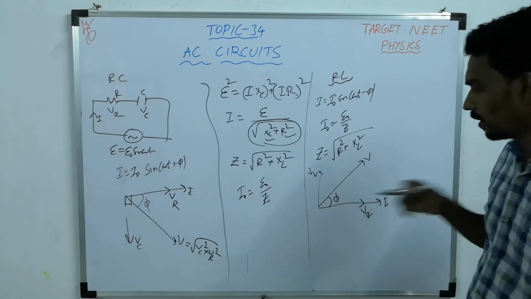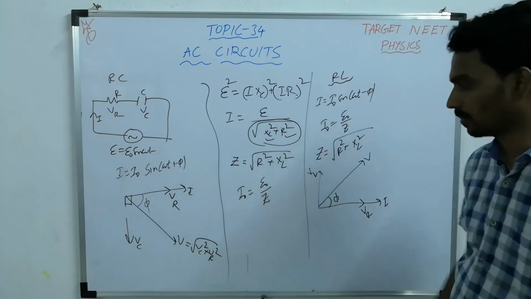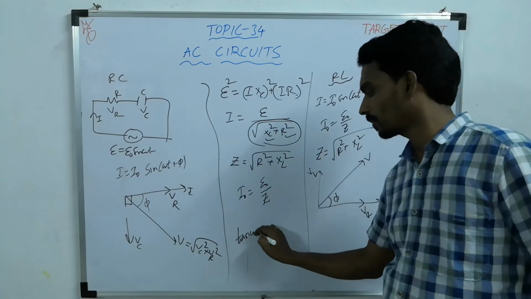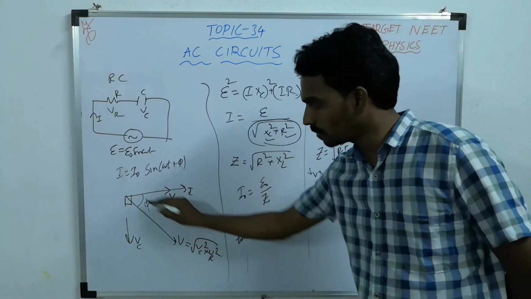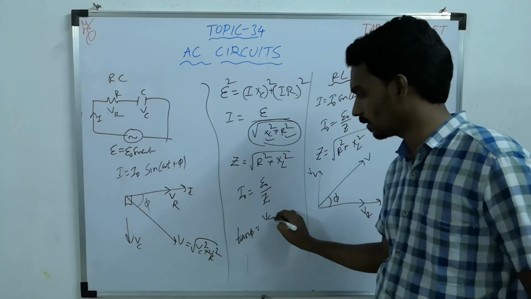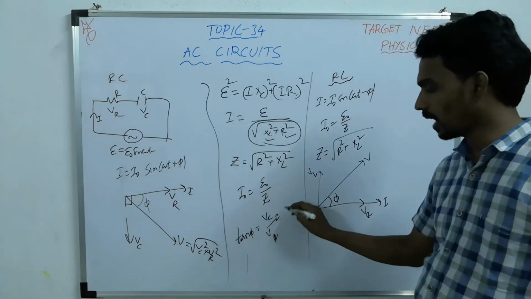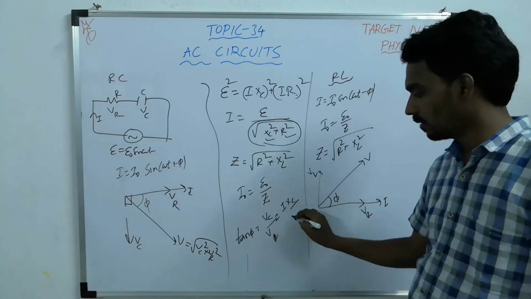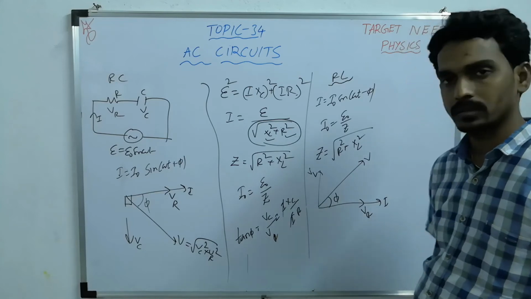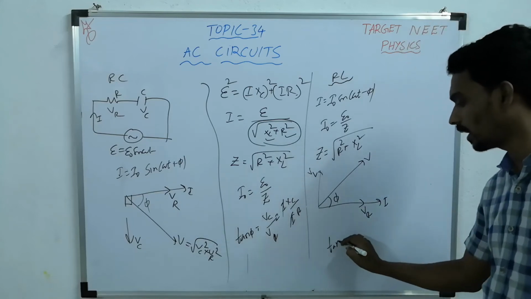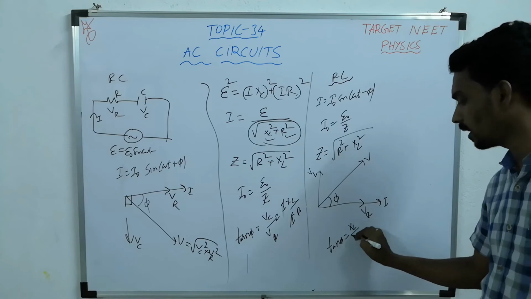Now this phase difference also they can ask sometimes. So tan phi. What is tan phi? Opposite by adjacent. Opposite is VC, adjacent is VR. VC is I XC, this is IR. So here similarly tan phi equal to XL by R.